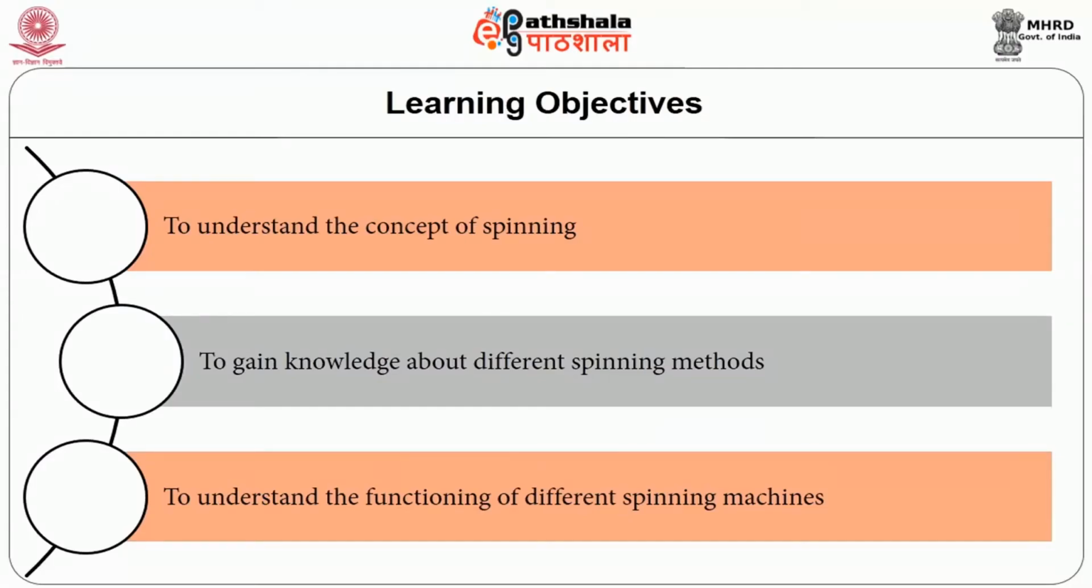Spinning is carried out mainly for cotton, wool and their blends with other fibers like polyester. The natural fibers contain dirt and other impurities which need to be removed. For this, the fiber has to pass through different stages during spinning. The objectives of this module are to understand the concept of spinning, to gain knowledge about different spinning methods, and to understand the functioning of different spinning machines.